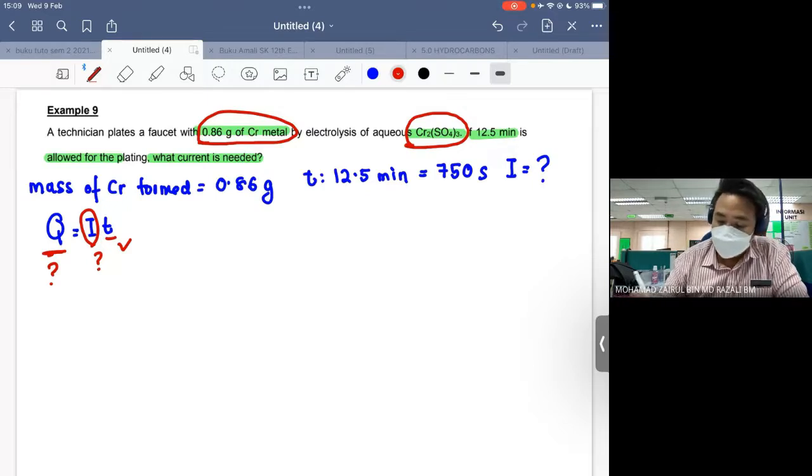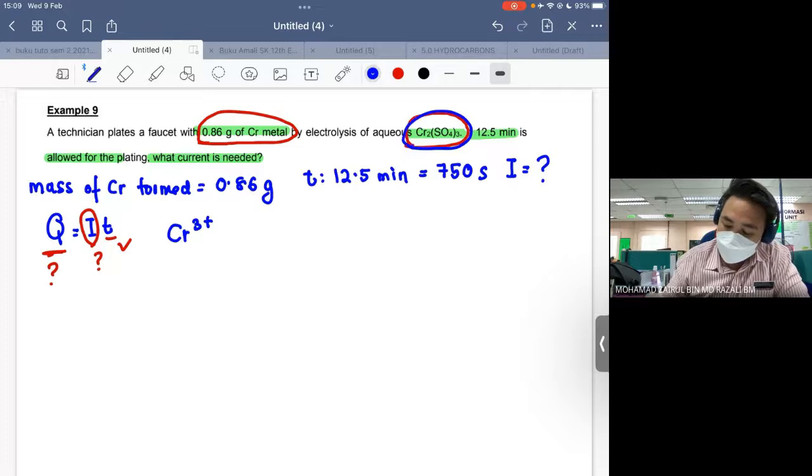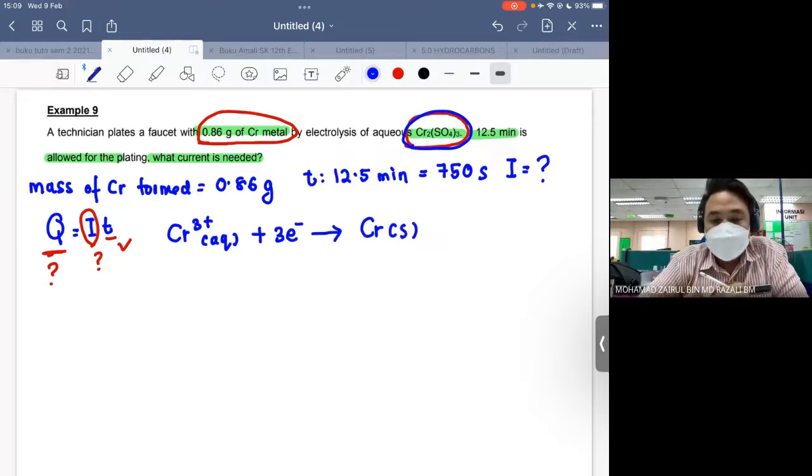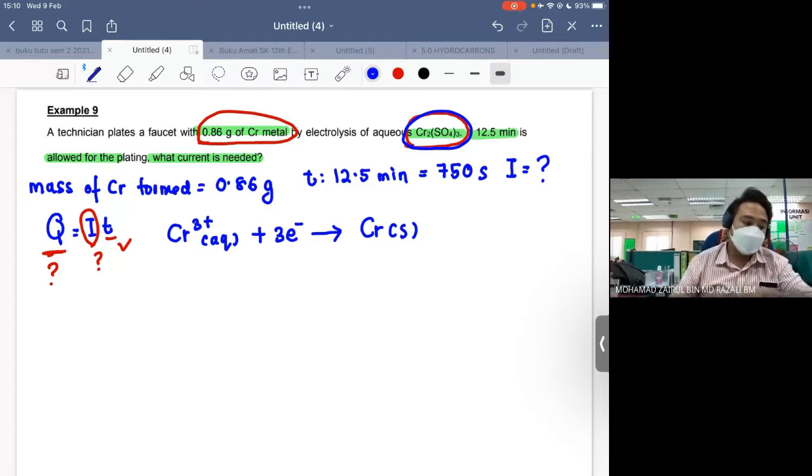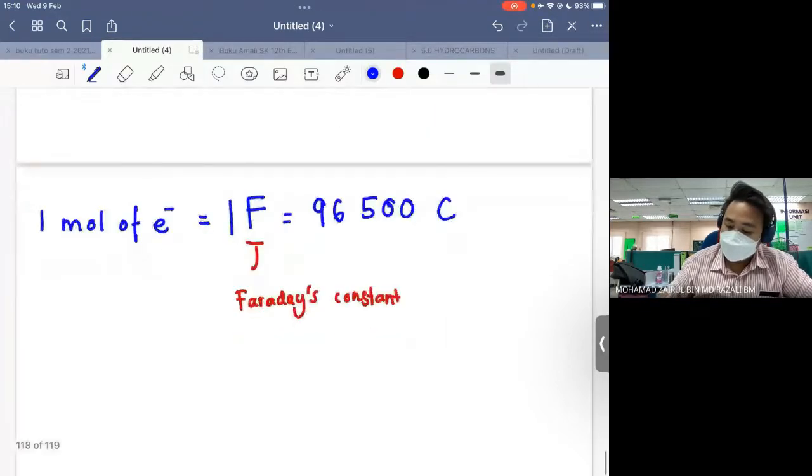So we know that the chromium ini adalah chromium 3+. So Cr3+, saya dapat Cr3+ tu daripada formula solution ni. Cr3+ gains 3 electrons, we're going to produce 1 mole of chromium solid. So kalau awak tengok sini, kita kena tengok balik relationship yang ini. So 1 mole of electron equal to 1 Faraday equal to 96,500 coulomb of charge.